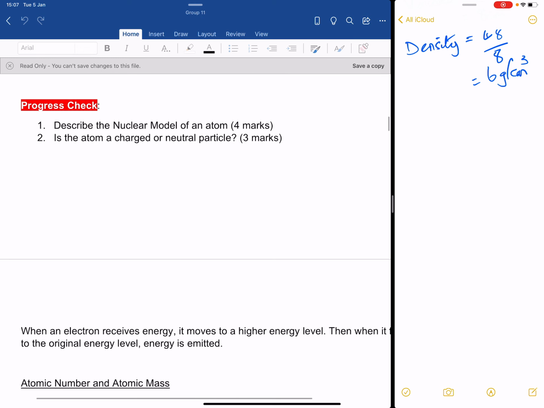Here's 2 questions for you. Pause the video here. You can see each one. Number 1 is worth 4 marks and number 2 is worth 3 marks. So pause the video and have a go at these.